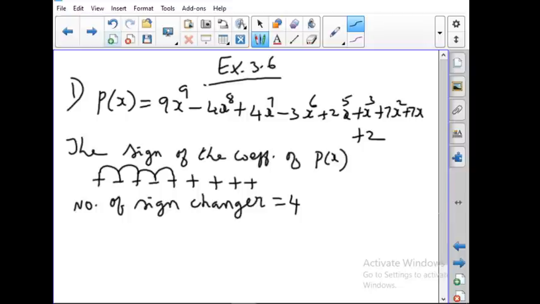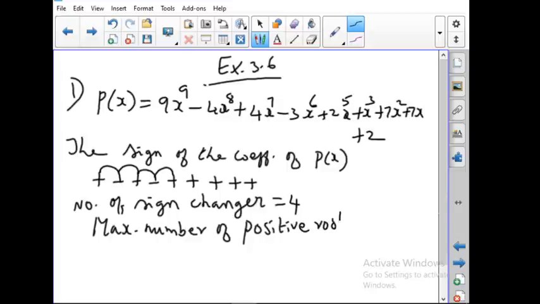So the maximum number of positive roots is equal to 4. 4 real positive roots we have. Similarly, we have to see for negative roots.